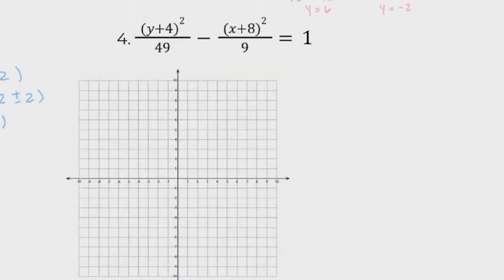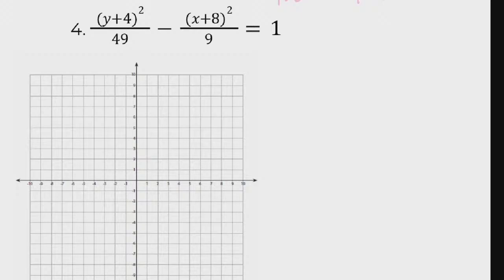Okay, and this last one is going to be a hyperbola because we have two different denominators and a minus sign. So this center is going to be at -8, -4. So make sure you look at the x first. X was second, so we're looking at this number for the x coordinate.